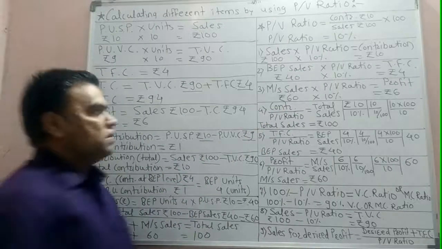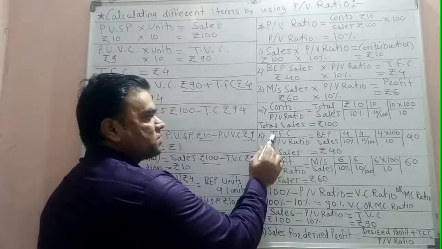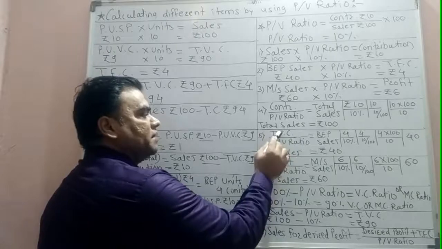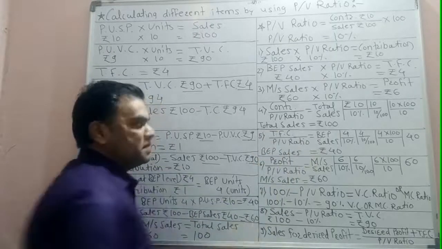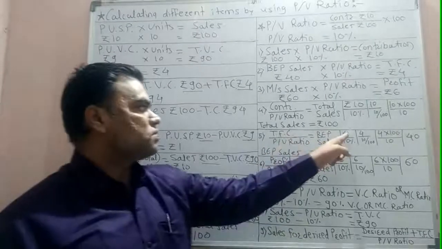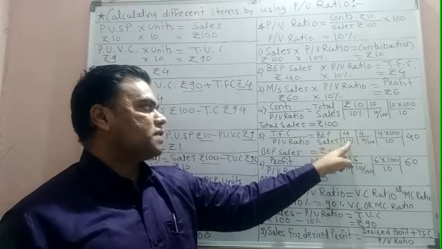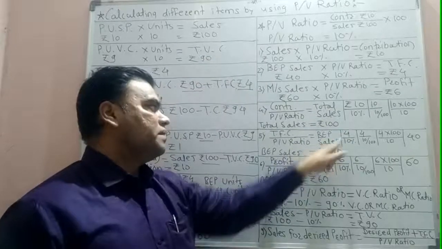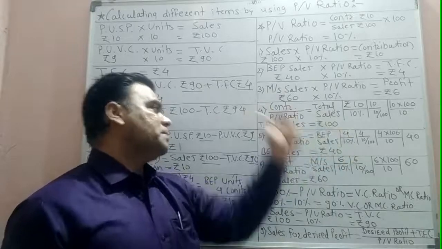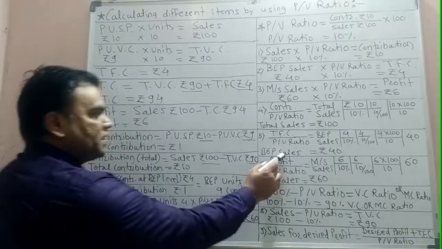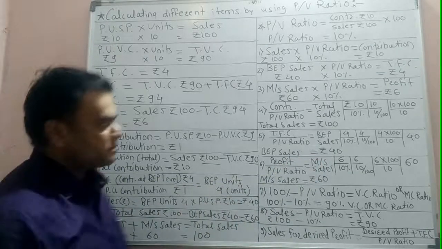Next, fifth, total fixed cost upon PV ratio. So total fixed cost, means the amount of contribution at BEP level, upon PV ratio is equal to BEP sales. You can see total fixed cost which is rupees 4 divided by 10%. So 4 is 10% of 40, means total fixed cost is 10% of BEP sales which is rupees 40. You can see BEP sales 40.